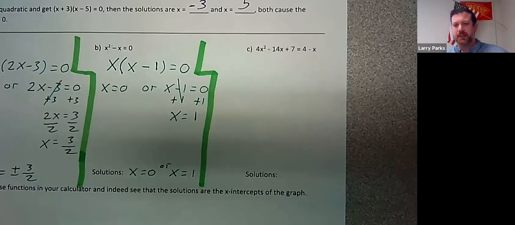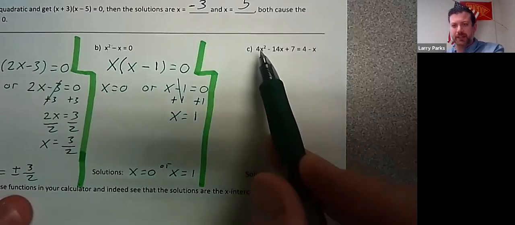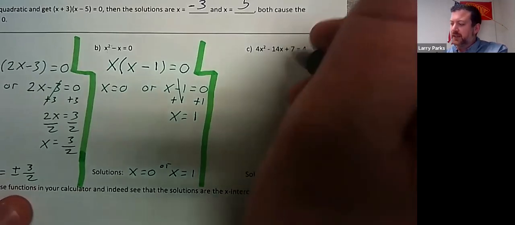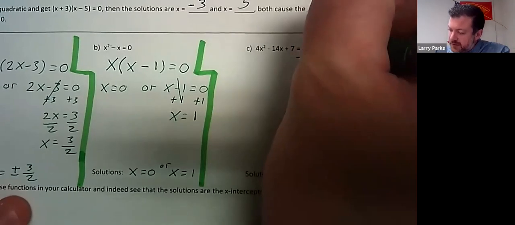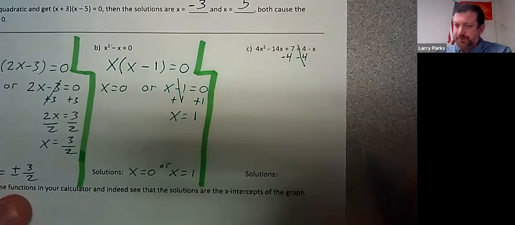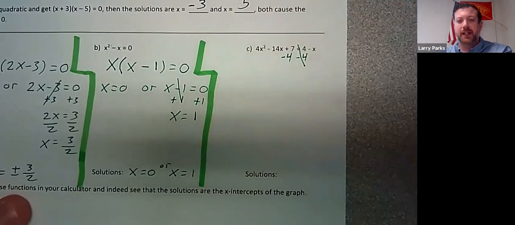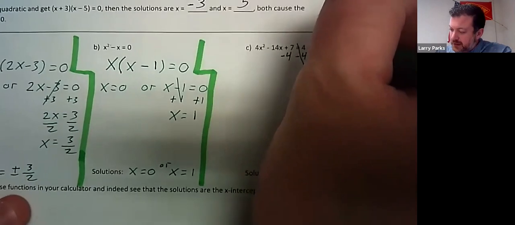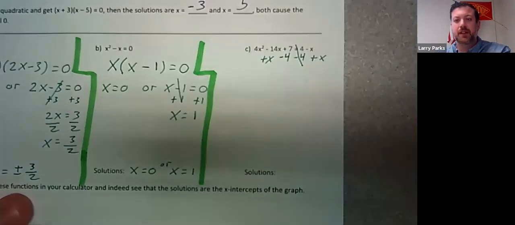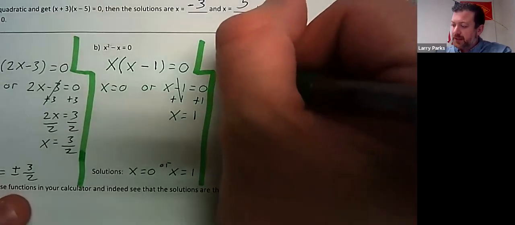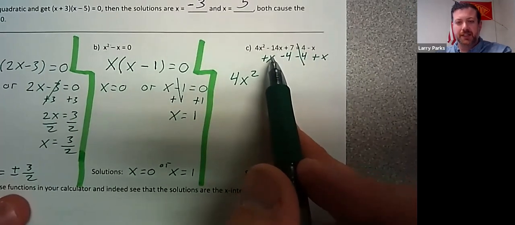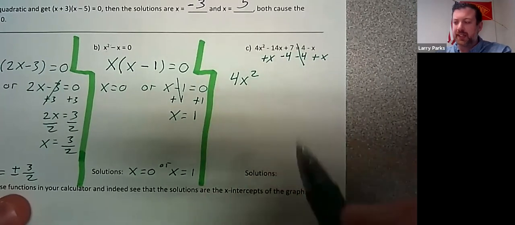So the first thing I'm going to do is move everything to one side so that 0 is left over, because there's always nothing. So I'm going to go minus 4 from here, minus 4. And then I would also add x to both sides. I could do two things at once. And so from there, I'd have 4x squared. And then negative 14x plus x would be negative 13x.